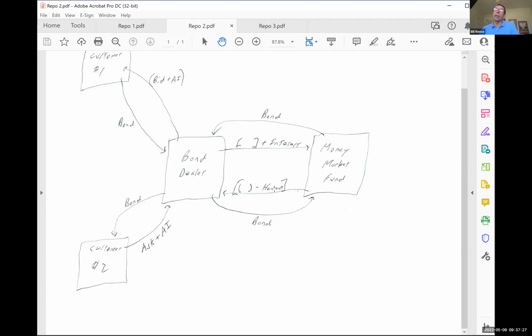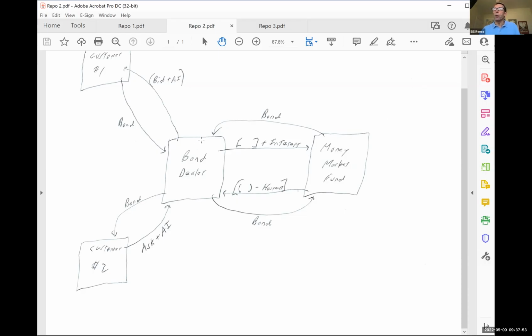So the money market fund is lending less than the value of the bond. Okay, so the money market fund has now got this bond. The next day, the bond dealer completes the repurchase agreement. In other words, he repurchases it from the money market fund. So the money market fund is going to send the collateral back over to the bond dealer. Okay, the bond dealer is repurchasing the bond.